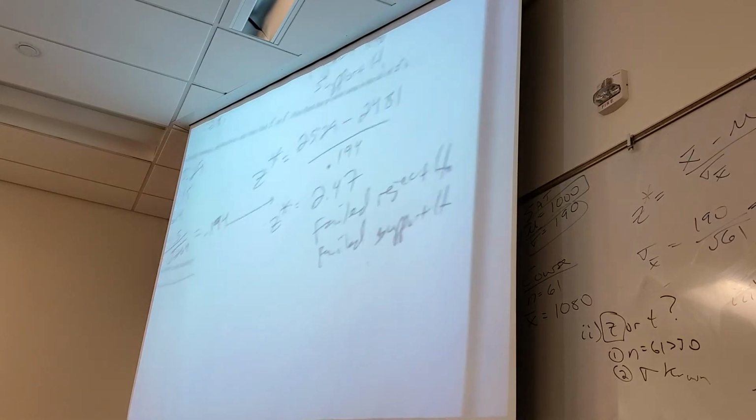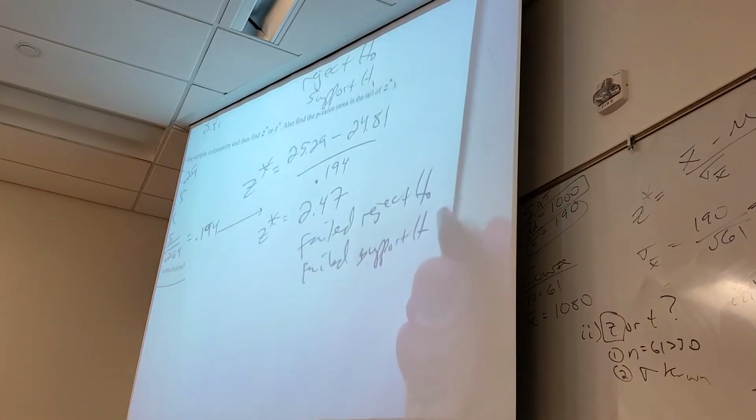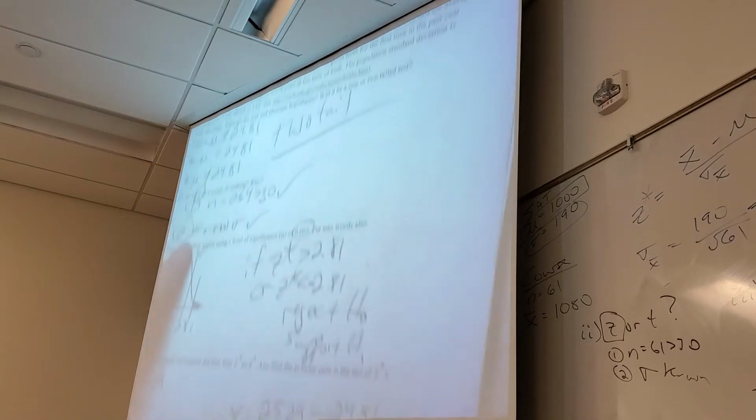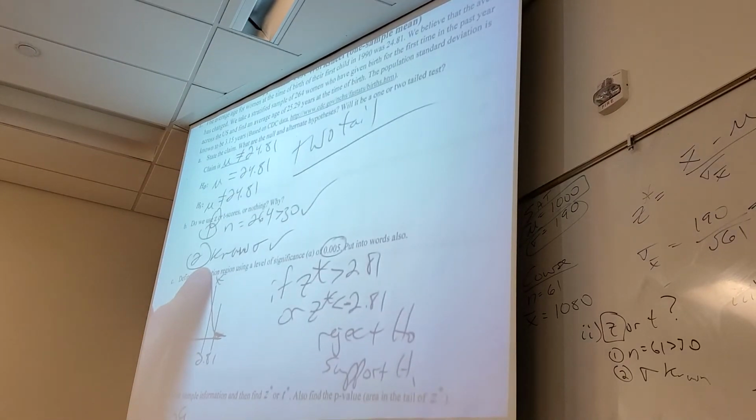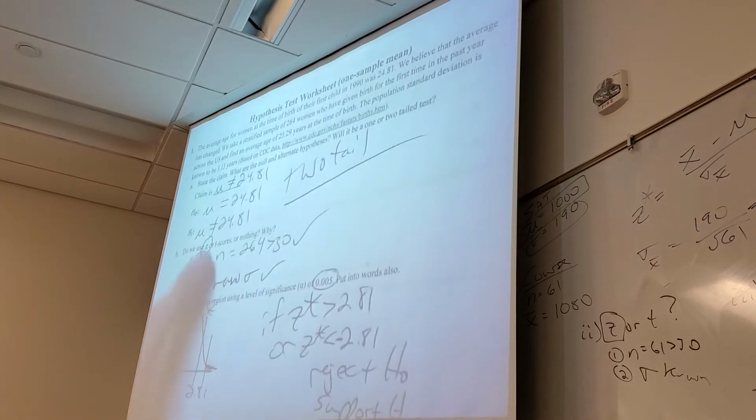Where am I at? All right, so we failed. Now, what was our claim? Unfortunately, again, what was our claim? Which one of these was the claim? H1, right? Wasn't our claim not equal to?